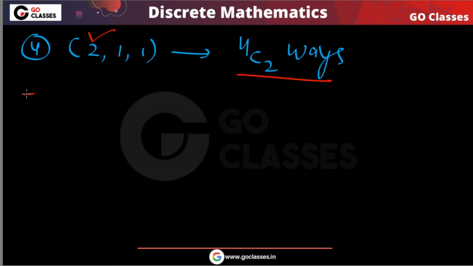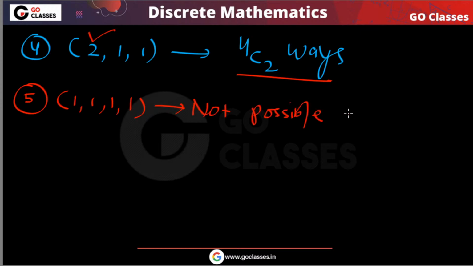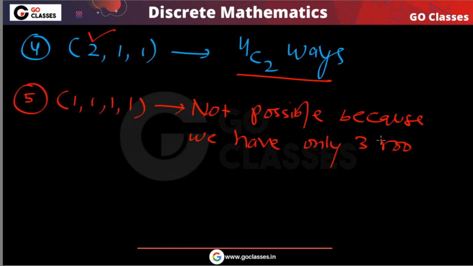So the answer is what? Can I create this case? Tell me. This case, can I create it? This case is not possible. Why? This case is not possible because you have only 3 rooms. Because we have only 3 rooms, this case is not possible.